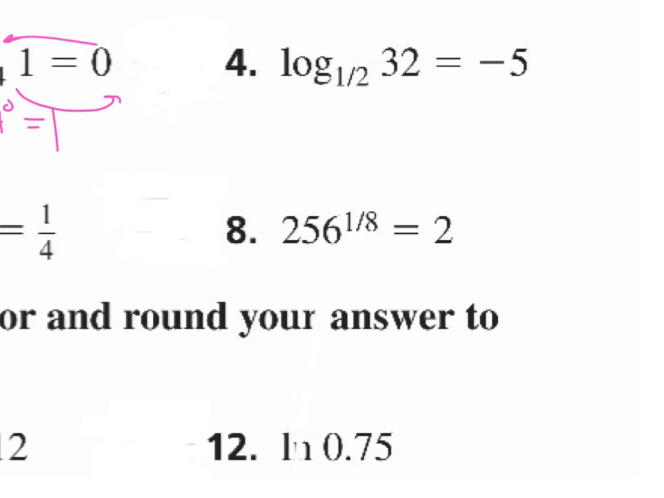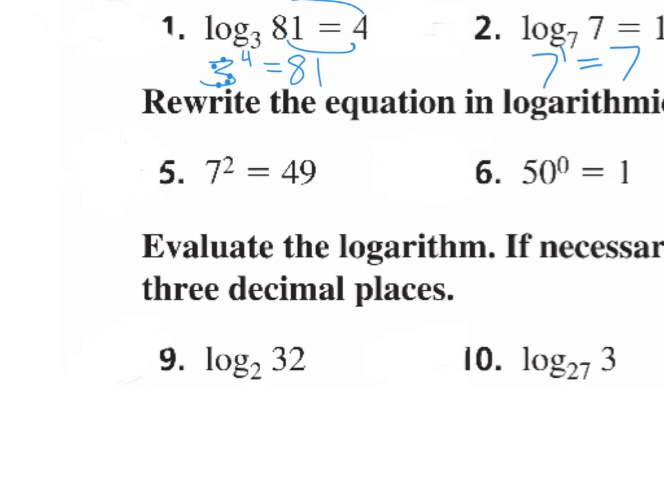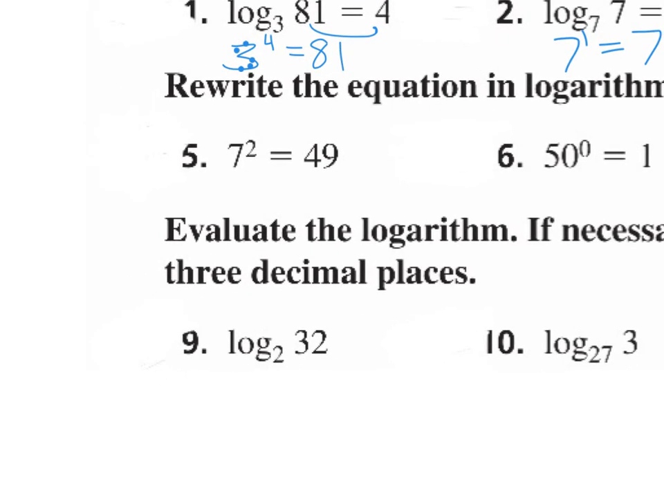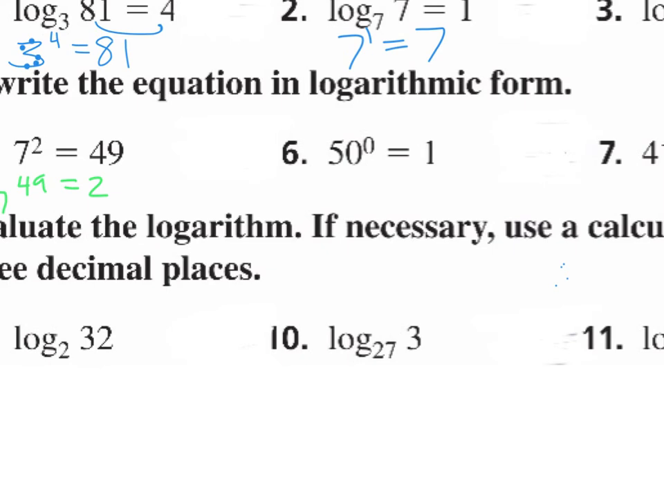Sabrina, what'd you get for number 4? I got 1/2 to the power of -5 equals 32. Awesome. 1/2 to the power of -5 is equal to 32. Marcella, what'd you get for number 5? Log 7, 49 equals 2. Perfect. But we would read it as log base 7 of 49 is equal to 2. But yes, good job.